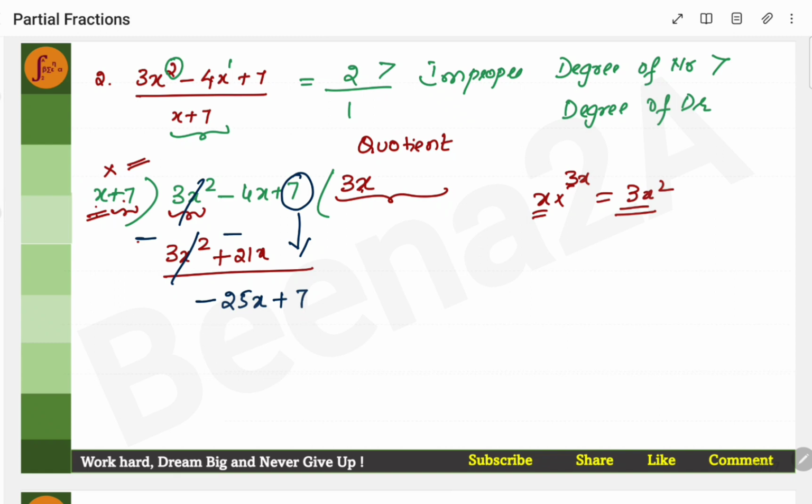Now again I have to repeat. Now I have to multiply x with some number so that I get minus 25x. X with some number so that I get minus 25x. What should it be?